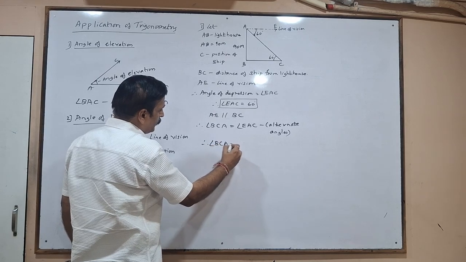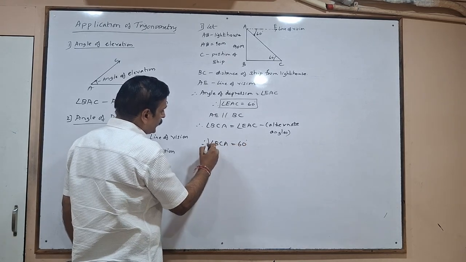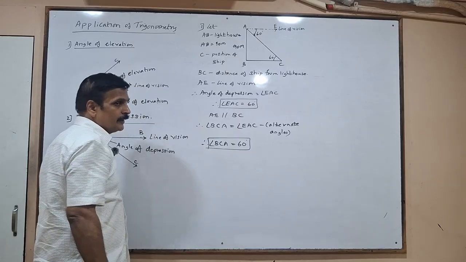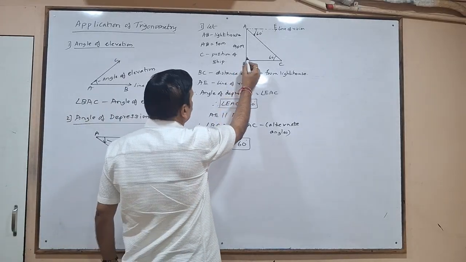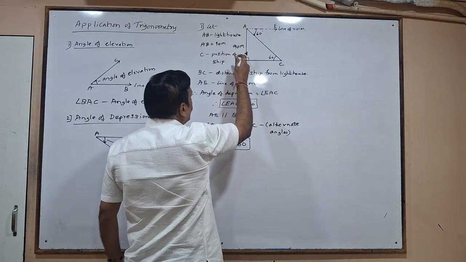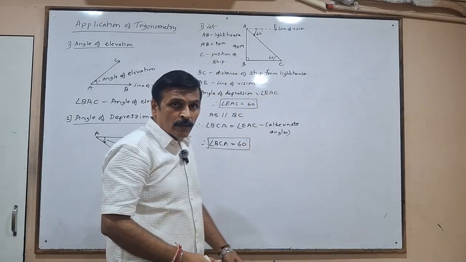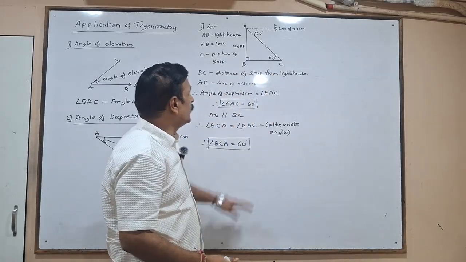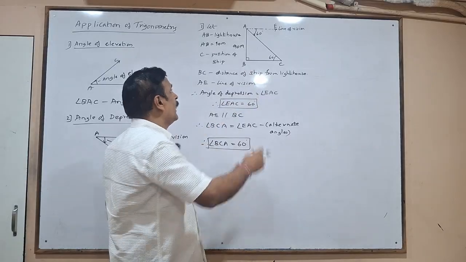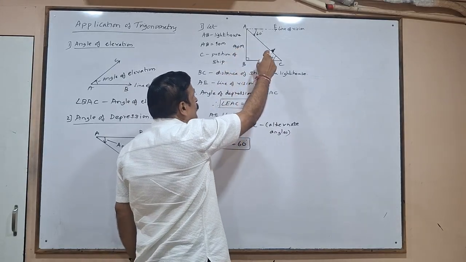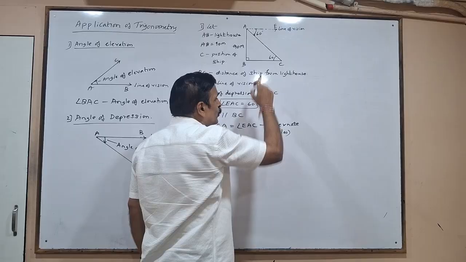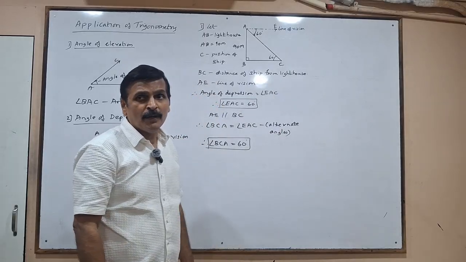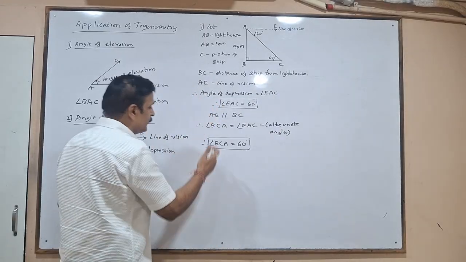Therefore angle BCA is equal to 60 degrees. So in a right angle triangle, a lighthouse will always be perpendicular to the base. Now I know 90 meter, I know angle 60 degrees, and I want to calculate the distance of the ship from the lighthouse, which is BC.